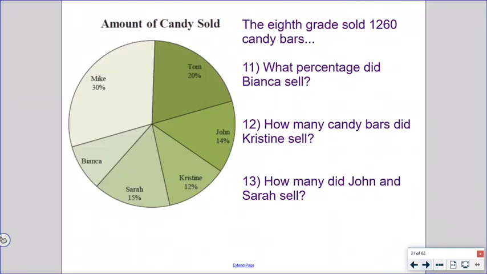Candy, yum yums. The 8th grade sold 1,260 candy bars. Good job, 8th grade. Here is a circle graph showing us how much they sold. Mike is 30%, Tom 20%, John 14%, Christine 12%, Sarah 15%.